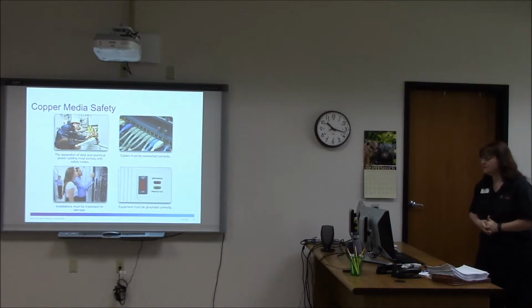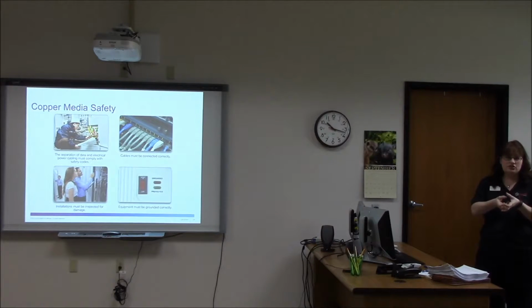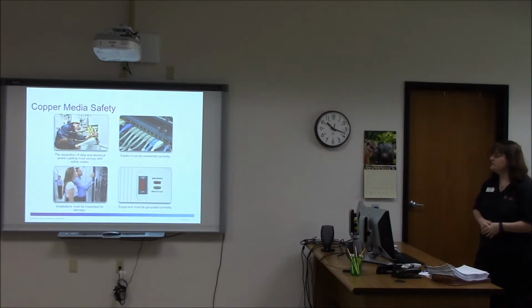When it comes to safety with copper media, cables can be fire hazards because the plastic sheathing around the cable is flammable. So we have to take that into account. Voltage is running through these cables. It's essentially electricity that could possibly be flammable. So they have to be installed properly to keep damage from happening to the devices. We have to inspect our insulations. Our equipment needs to be grounded so it doesn't cause something to flow through the cable. They need to be connected correctly.